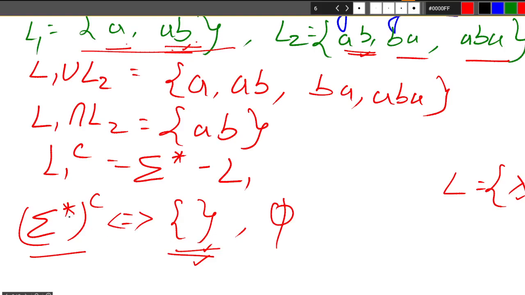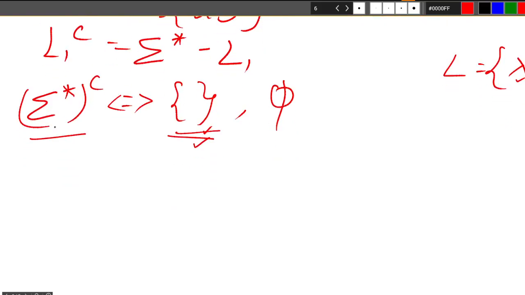Okay. If it would have been a plus symbol, and then you take the complement, what will you get?